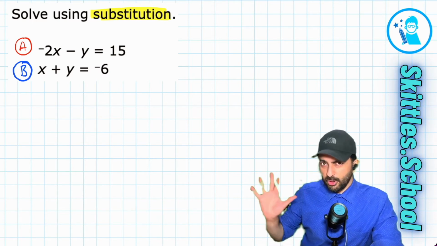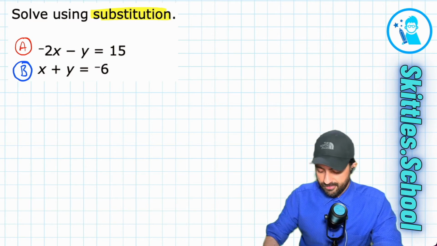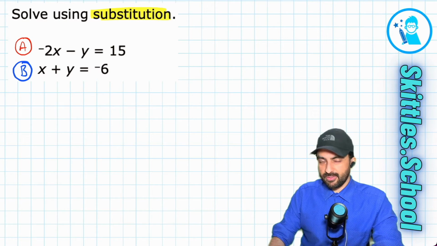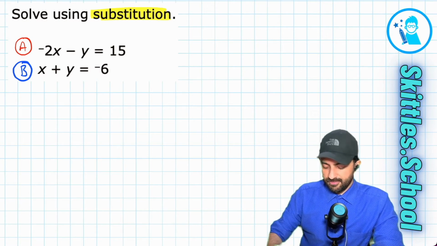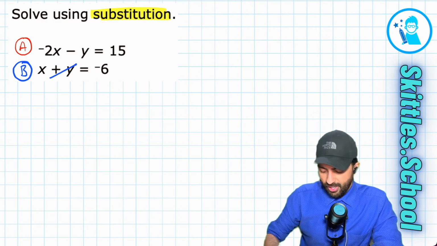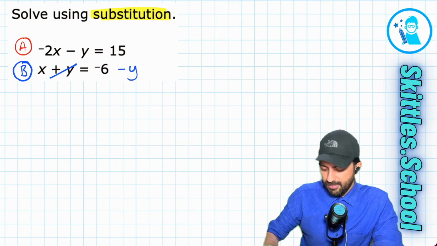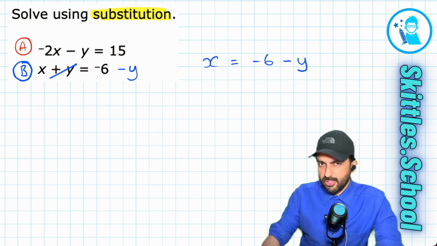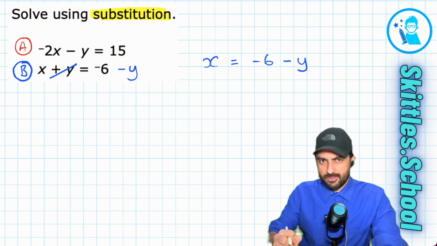What I'm going to do is I'm going to use equation B to do this. I'm going to make equation B equal to x. I'm going to change the subject, so x is the subject. So if I subtract y from both sides, I'm left with x equals -6 minus y. We've made x the subject. Now we've isolated the variable x.